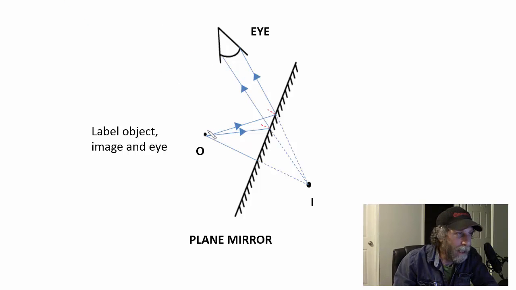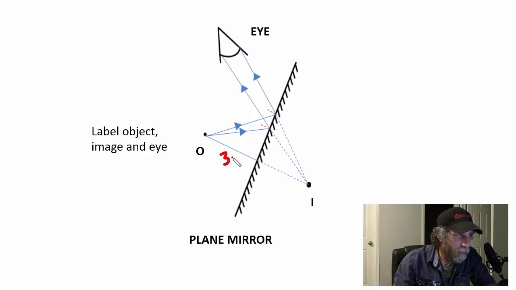You've got your object and you've got your eye. So draw a solid line perpendicular to the mirror. That's very important. Don't just go across horizontally and then try to find your image back here. That's not how you do this. It's perpendicular to the mirror.